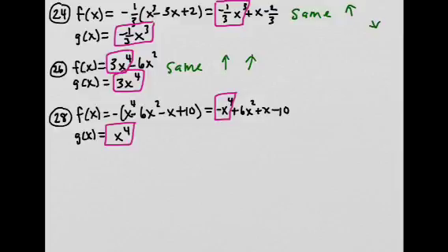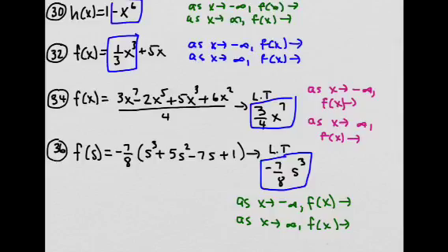Number 28, they both have an even degree. They both have degree 4, except the leading coefficient is not the same. F of x has a negative 1 and g of x has a positive 1. So these are not the same end behavior. And again, the reason for that is because this has a negative and right here is a positive. There's nothing there, but we know it's positive. So it's not the same end behavior.